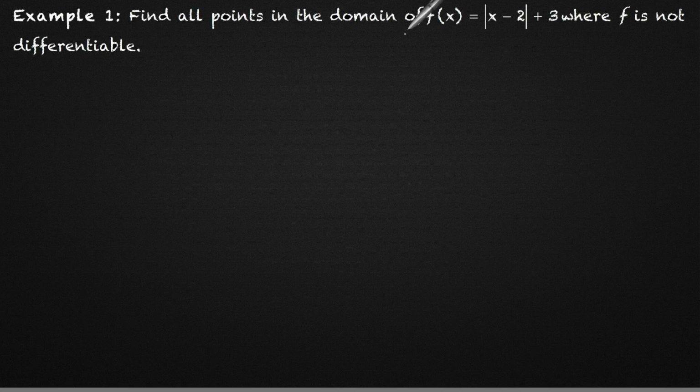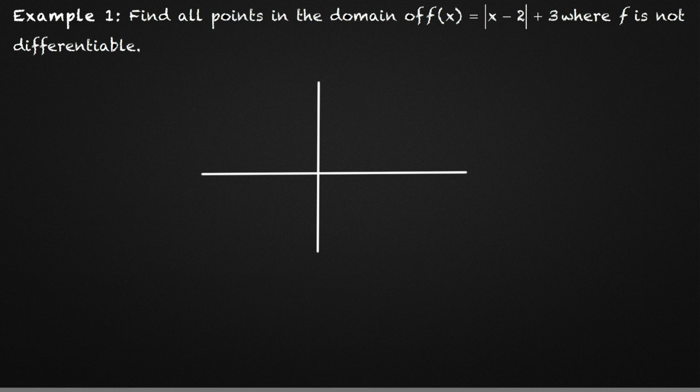Okay, find all points in the domain of the absolute value of x minus 2, plus 3, where f is not differentiable. So first thing we want to do is sketch a graph of this function. And we recognize that this is an absolute value function shifted to the right 2 and up 3. So let's put the vertex right there.